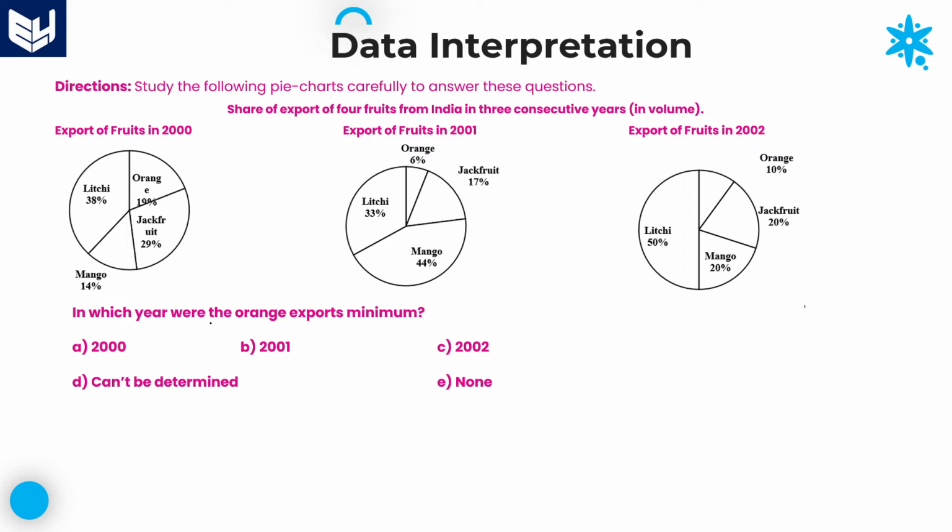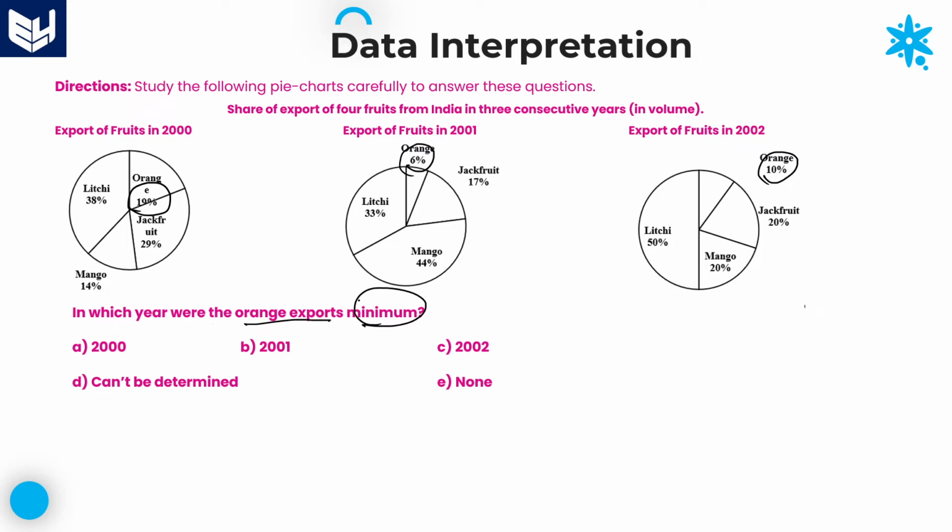In which year were the orange exports minimum? Just now I said that regarding jackfruit. Now it is the turn for orange. Orange is 19.6 and this is 10 percentage.